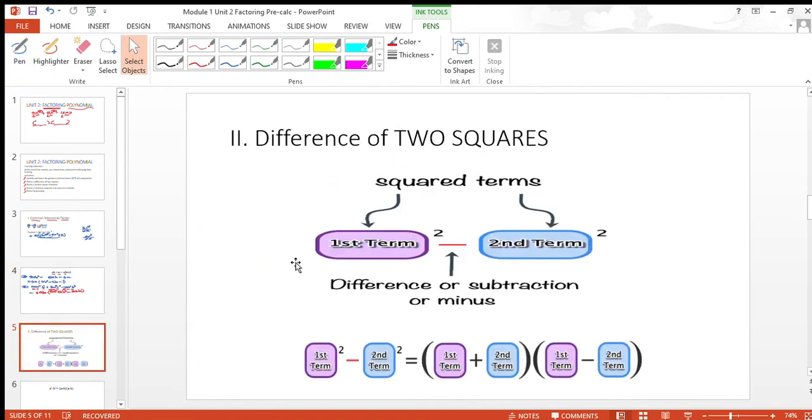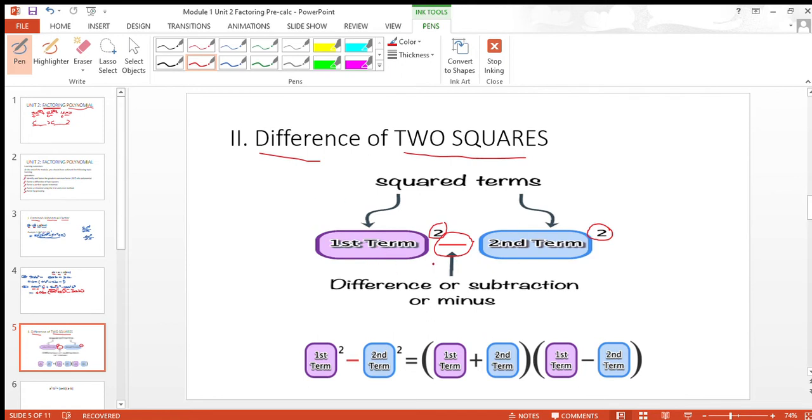The second type that we will be considering is what we call the difference of two squares. So look at the title. We have the difference of two squares. So what do we mean when we have difference of two squares? First, the operation is subtraction between two terms that are perfect squares. When we say a term is a perfect square, it means we can extract its square root. Or in other words, we can find an element multiplied to itself that will give us the original term. Okay, so that's the perfect square.